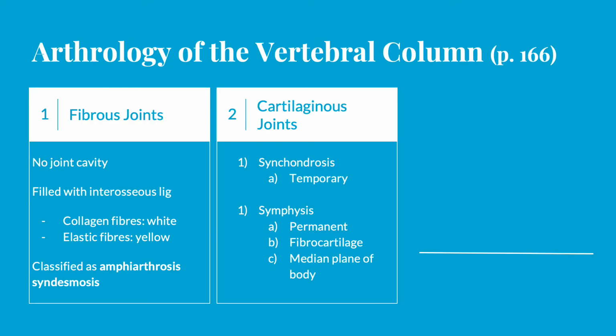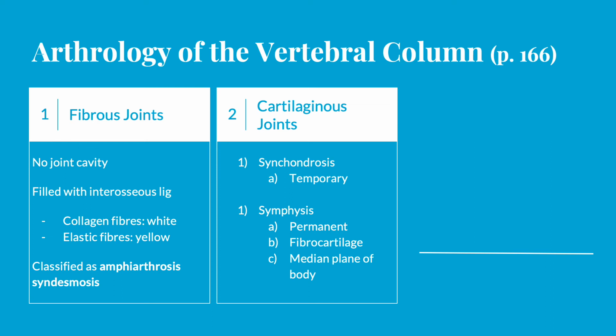Moving into the arthrology of the vertebral column, that's page 166. We're going to go through each of the different types of joint classifications: our fibrous joints, our cartilaginous joints, and our synovial joints. Starting with fibrous joints, just recognize that there's no joint cavity in those. They are filled with an interosseous ligament and they're classified as amphiarthrosis syndesmosis. I'm pretty sure I've said it about 100 times between exams 1 and 2. Those are our ligamentous joints, amphiarthrosis, syndesmosis, the ligaments of the spine.